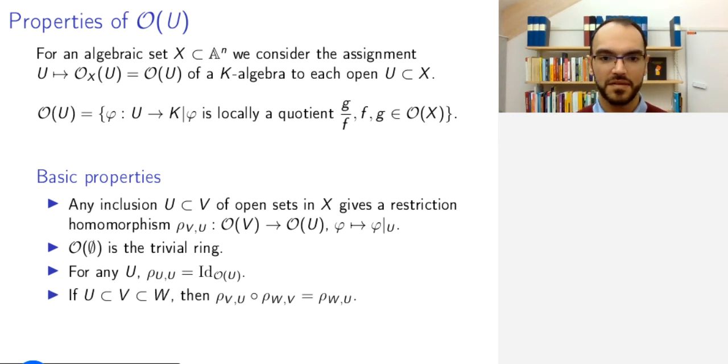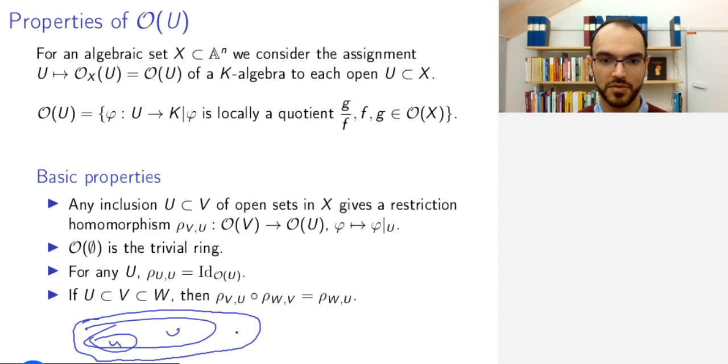And finally, if you concatenate restrictions, you get a restriction, meaning that if you have U sitting inside V, sitting inside W, then restricting from W to V and then from V to U by construction is the same as restricting from W to U. This is in general about restrictions of functions.